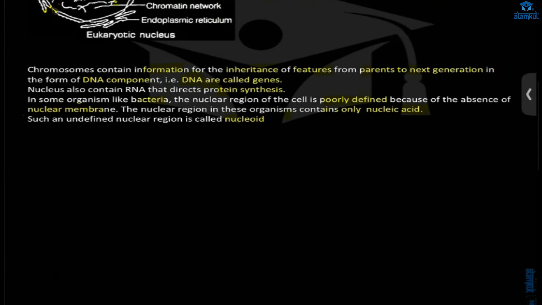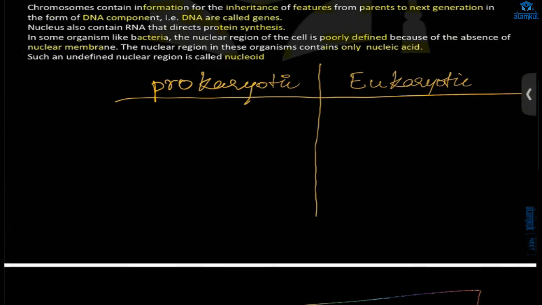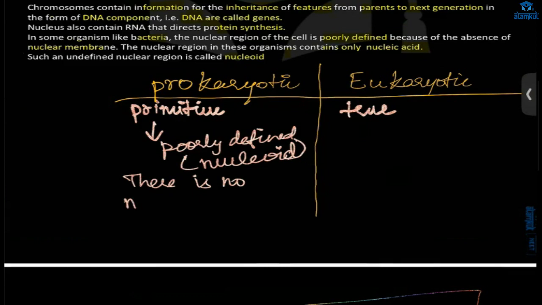Based on the nucleus, cells are divided into two forms: prokaryotic and eukaryotic. Prokaryotic cells do not have a true nucleus, and eukaryotic organisms do have a true nucleus. Pro means primitive, karyotic means nucleus, and eu means true. Here, primitive means poorly defined, called a nucleoid. There is no nuclear membrane.